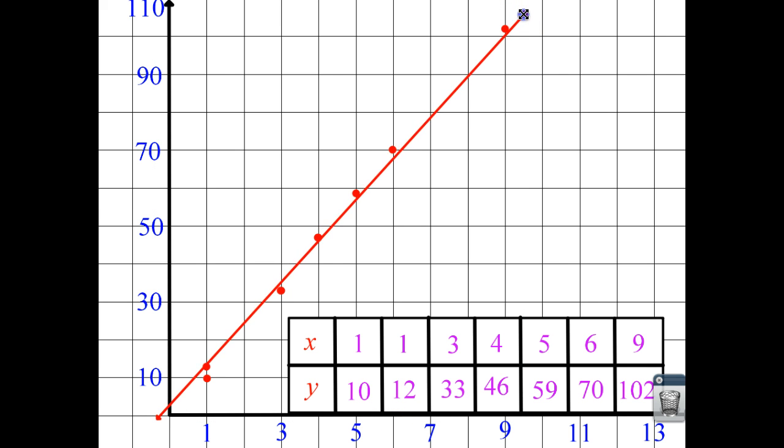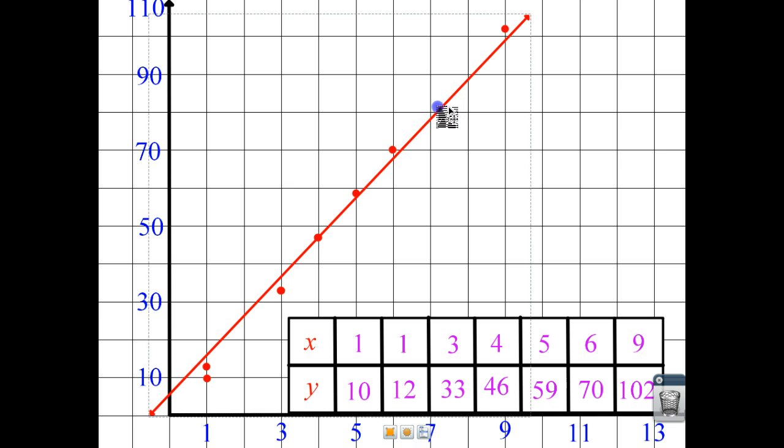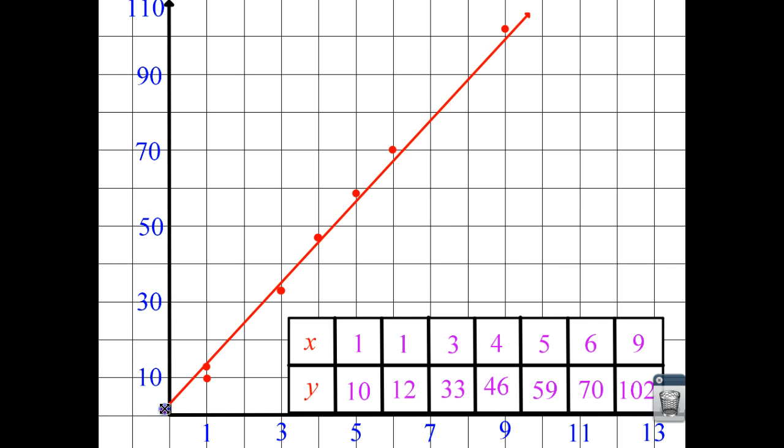So let's tilt it a little bit. And did I make it worse? Okay. All right. I think that that is going to be pretty good for us right there.